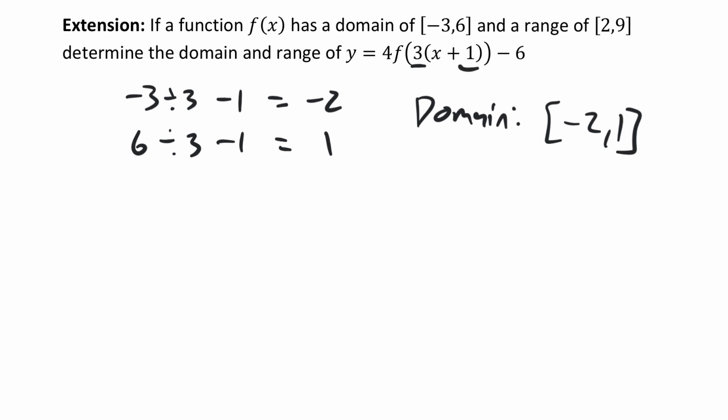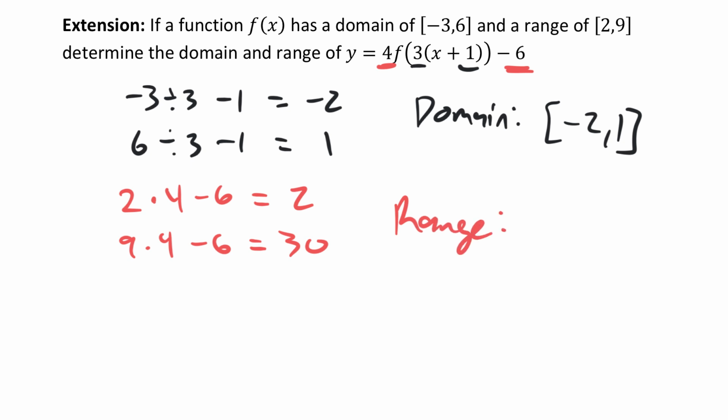Now for the y values, we're talking about the range. So there's a 4 and a negative 6. So we take our 2, we multiply by 4, and we subtract 6. That's going to give us 2. We take our 9, multiply by 4, minus 6. That's going to give us 30. So the new range will be 2 to 30.